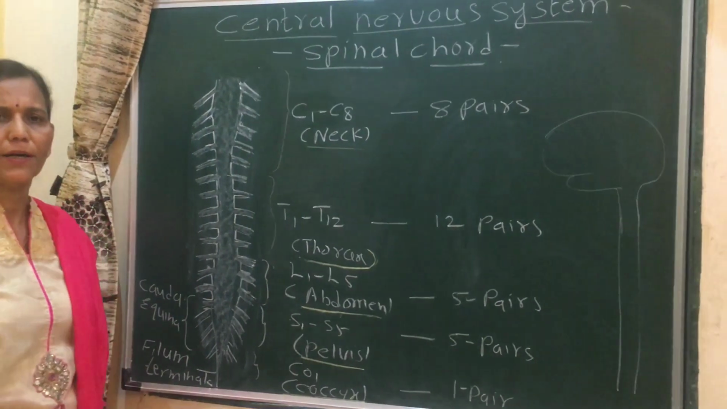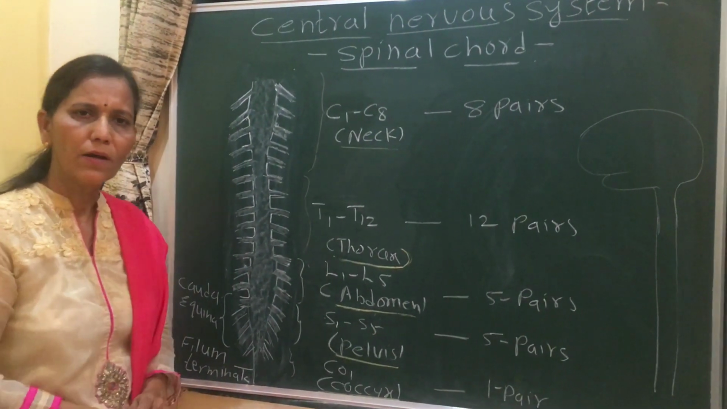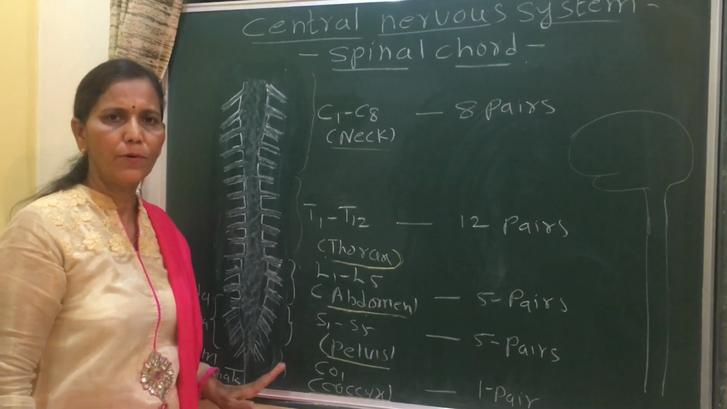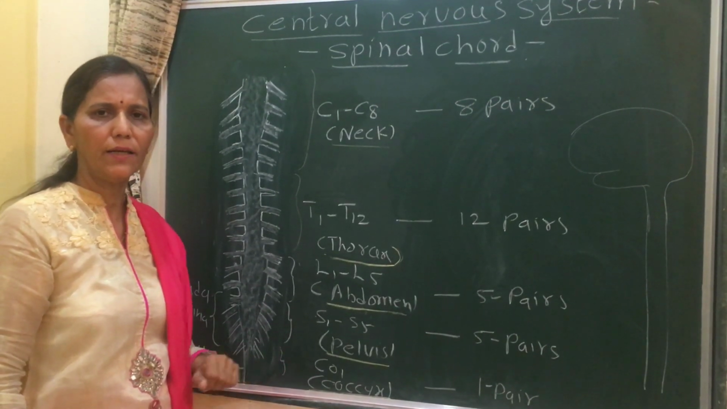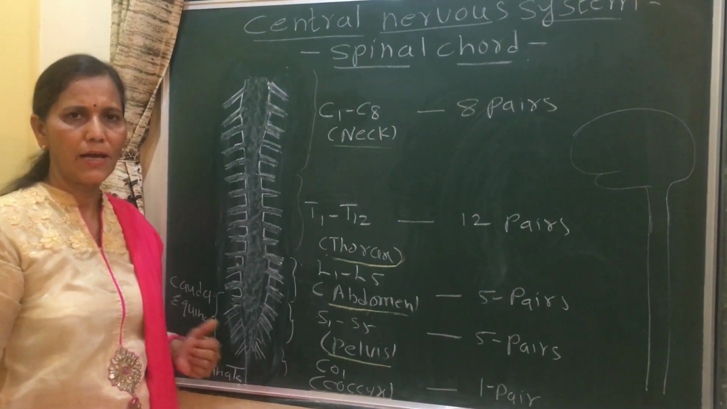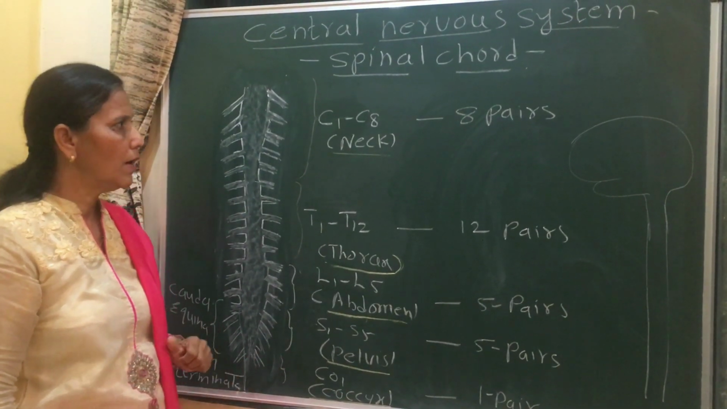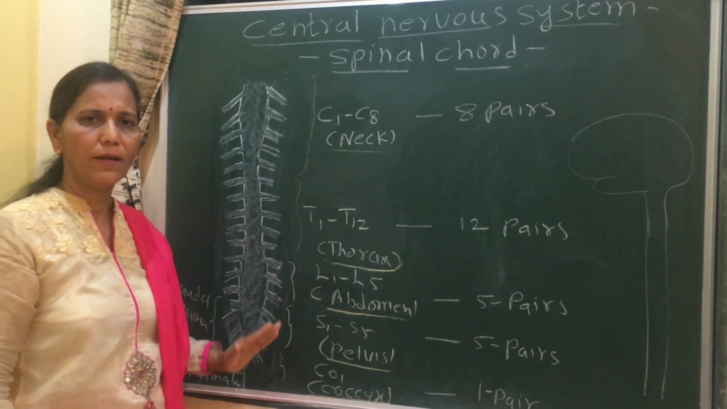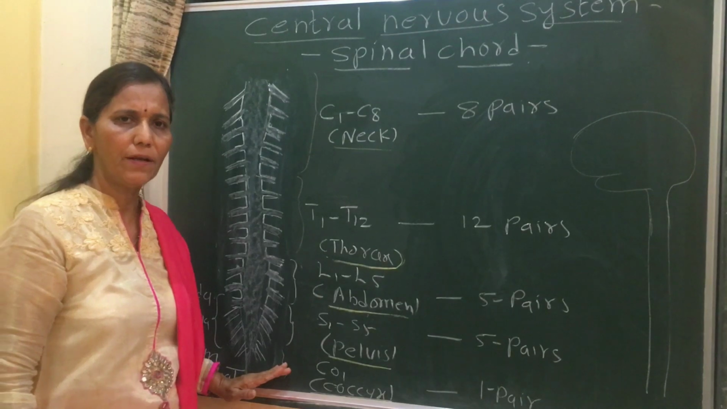This spinal cord is protected by our vertebral column. Its length is 42 to 45 cm and its thickness is about 2 cm, or the size of a little finger. Our spinal cord produces 31 pairs of spinal nerves, which are parts of the peripheral nervous system.